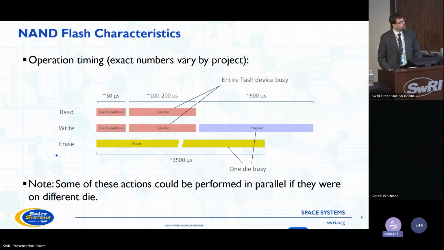The blue and yellow operations, however, only require the resources of 1 die, and there are 8 die in each NAND flash component. So the note is that some of these operations could be performed in parallel if you can guarantee that they're going to be on different die. And that's a big if, but hold that thought. I will come back to that in a bit.